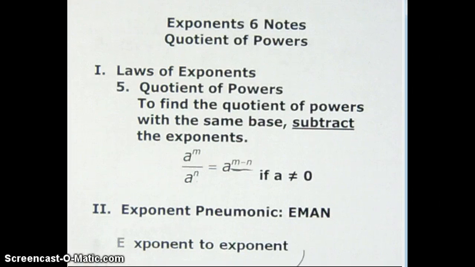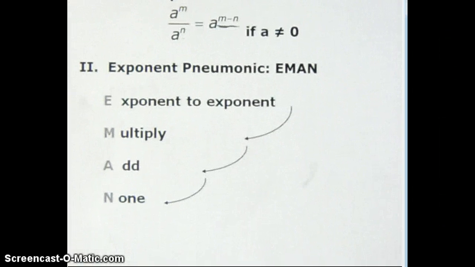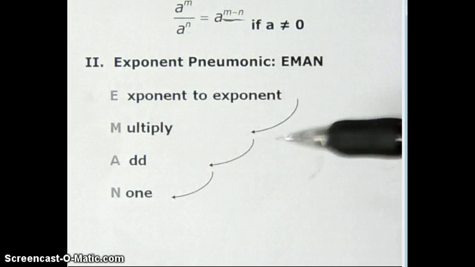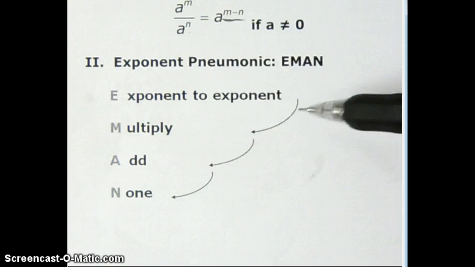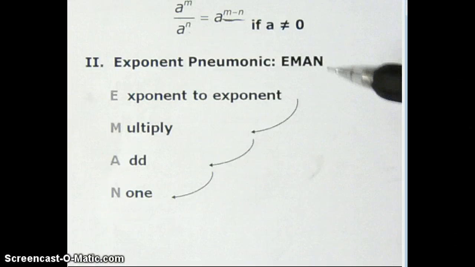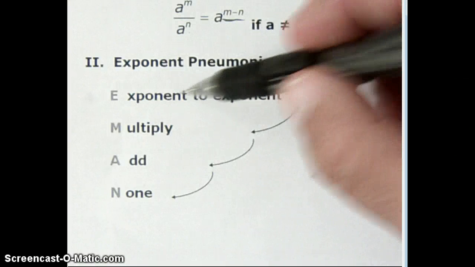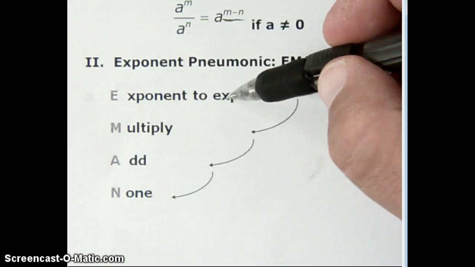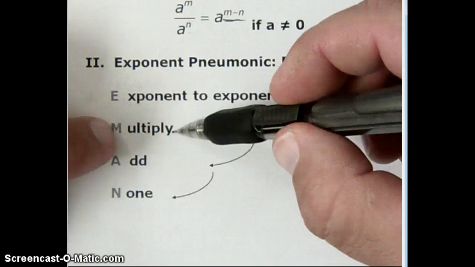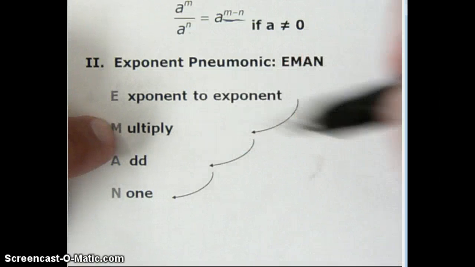All right. Now let's go ahead and talk about E-man. I know in past lessons I've asked you to cross this part out, but E-man is actually something that might help you out a little bit. E-man is a mnemonic that tells us what operation to do at a certain law. If we're at the exponent to exponent law, the very next letter in E-man tells us to multiply the two exponents.